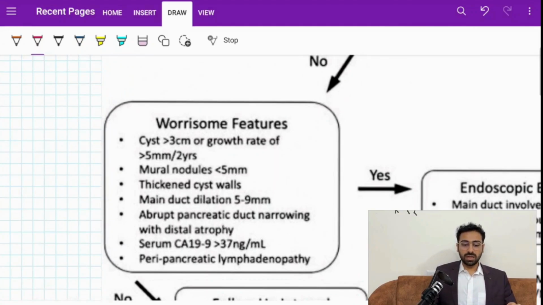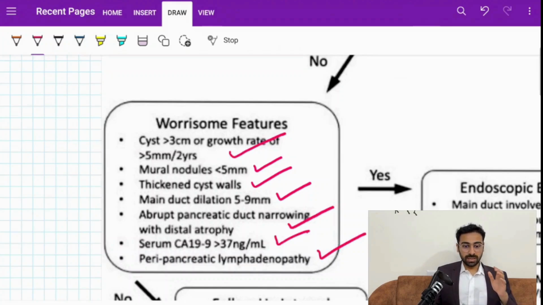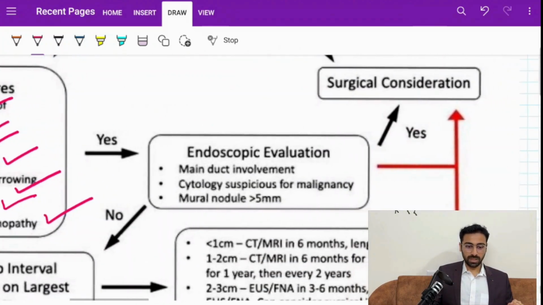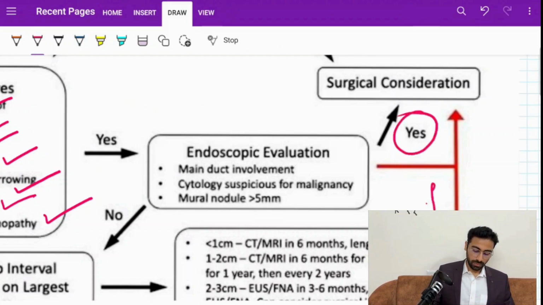These features are just mellowed down high risk features, meaning mural nodule less than 5 mm, thickened cyst wall, main duct dilatation 5 to 9 mm, abrupt pancreatic duct narrowing with distal atrophy, cyst more than 3 cm or growth rate more than 5 mm per 2 years, elevated serum CA19-9, and peripancreatic lymphadenopathy. If these are present, then the patient goes for endoscopic evaluation, and based on the gastroenterology criteria, which are based on main duct involvement, cytology, and mural nodule, he will decide whether it will go for surgery or follow-up.